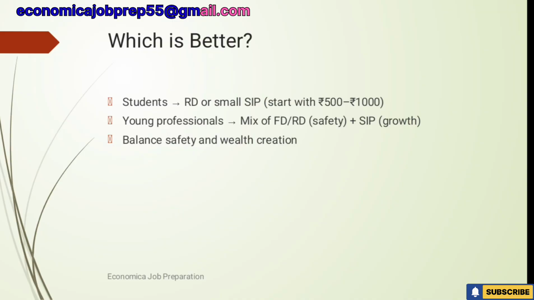And which is better for students and young professionals? Students with pocket money: RD and small SIP. Young professionals keep balance, emergency fund in FD, RD for safety, and long-term investment in SIP for growth. And also the golden rule, don't keep all eggs in one basket. For example, 2000 in FD and RD for safety, 2000 in SIP for growth.